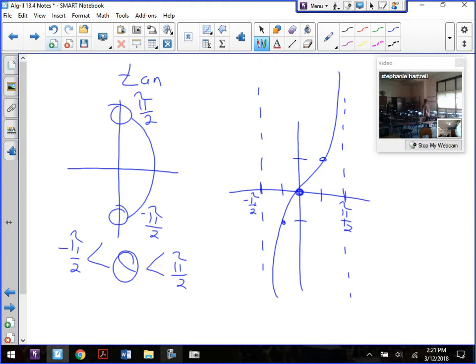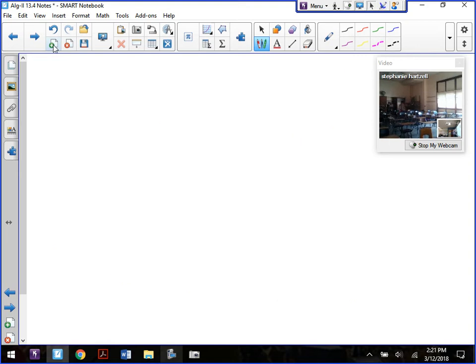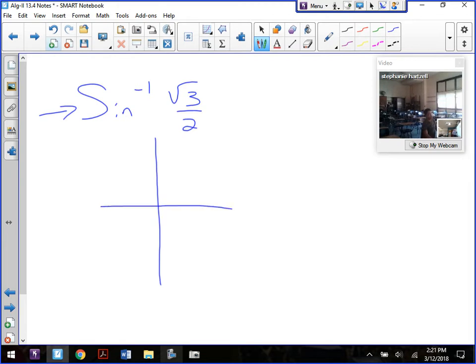So what this is going to be able to do is something really simple. For example, this says what angle has a sine of root 3 over 2? What angle has a sine of root 3 over 2? That's what this means. Is that root 3 over 2 positive or negative? It's positive, so that means it's going to be in the first quadrant.